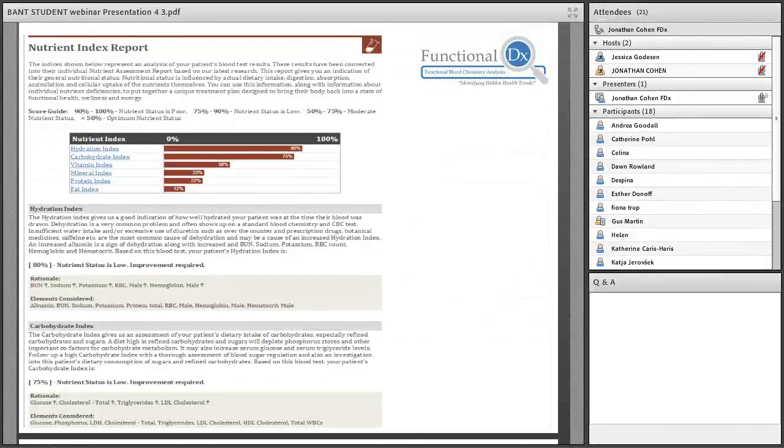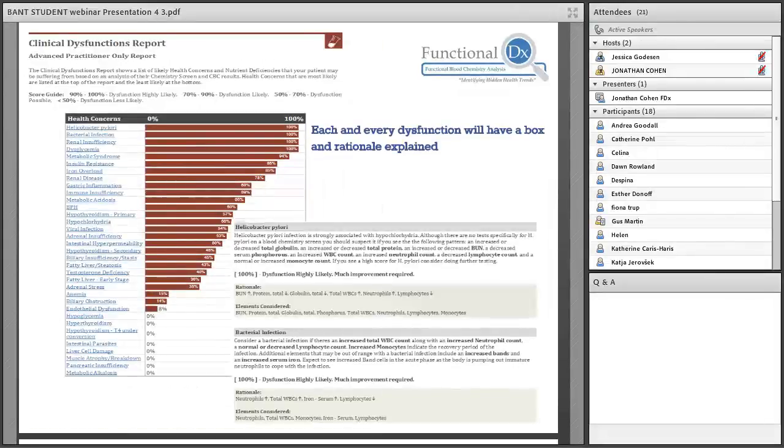You get a nutrient index report. So is his hydration good? No, it's not. Why? Because his urea nitrogen is elevated, his sodium's elevated, his potassium's elevated, he's stressed, his red blood cells are elevated, his hemoglobin is elevated, and you consider obviously albumin, urea, sodium, potassium, protein, etc., all the way across. You see the carbohydrate index is low. There's a lot of improvement required. This is where you start looking at the diet. Is your diet too high in refined carbohydrates, etc.? Because they will show in the blood, and it will show in the blood early.